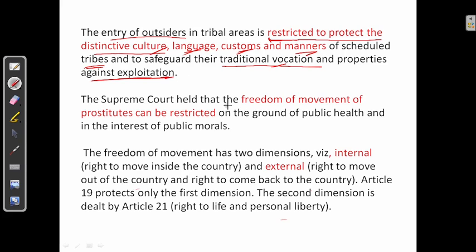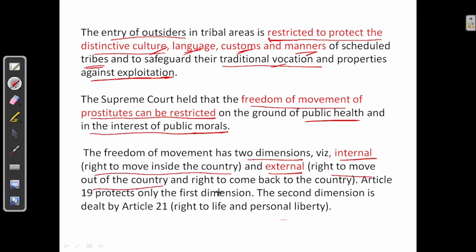Next, the Supreme Court held that freedom of movement of prostitutes can be restricted on the grounds of public health and in the interest of public morals. Next, the freedom of movement has two dimensions. What are they? Internal and external. Internal is the right to move inside a country; external is the right to move out of the country and the right to come back to the country.